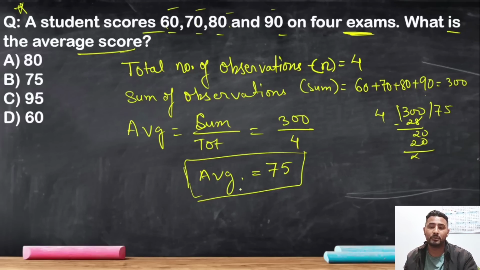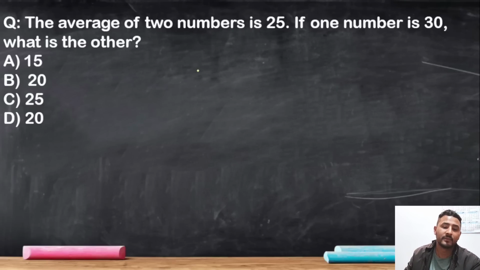This type of question you can expect for your AB groups or UB groups. Okay, let's see the next. The average of 2 numbers is 25. Mark it as important. If one number is given as 30, what is the other?